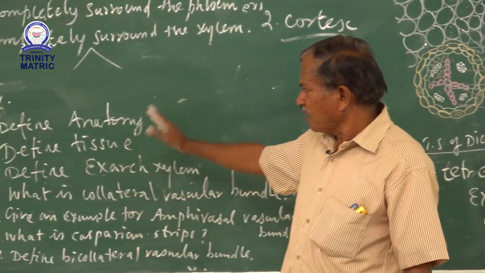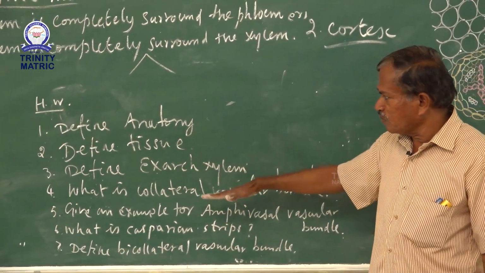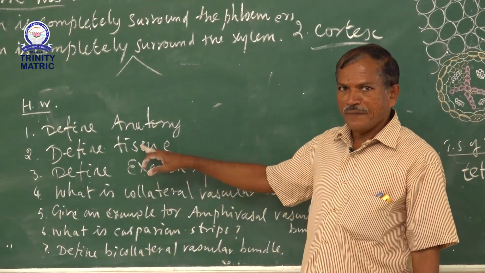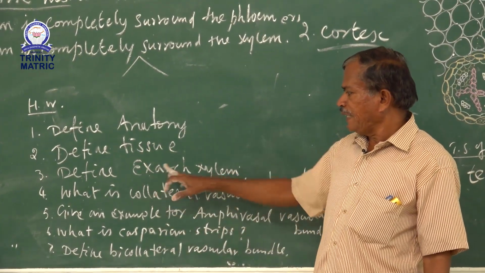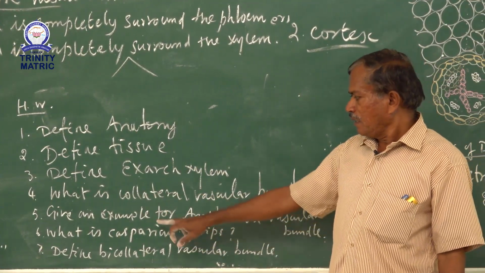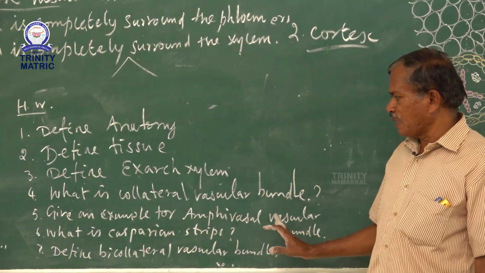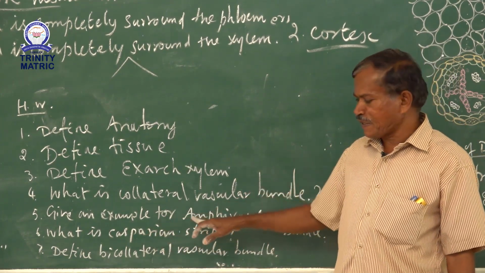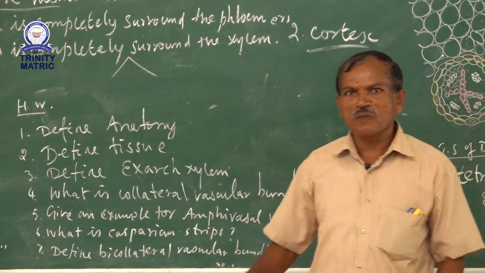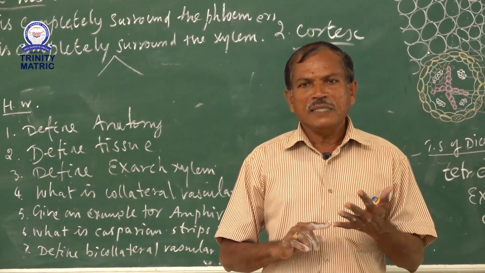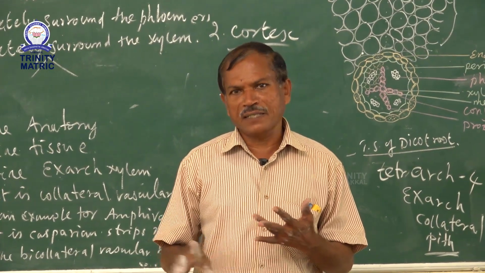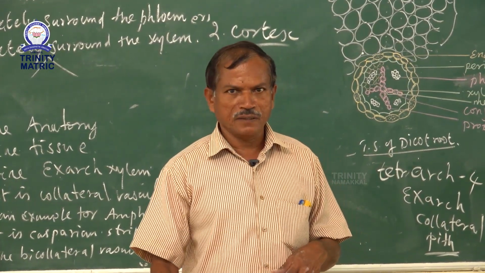I will give some homework. You have to do it at home. First, define anatomy, define tissue, define exarch xylem. What is a collateral vascular bundle? Give an example for amphivasal vascular bundle. What is Casparian strip? Define bicollateral vascular bundle. Tomorrow we will see the internal structure of monocot root and the internal structure of dicot stem. Okay, thank you.